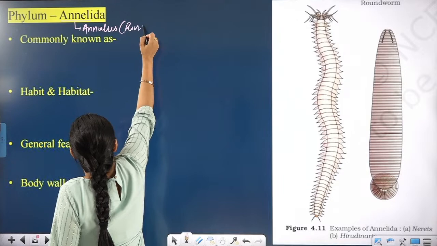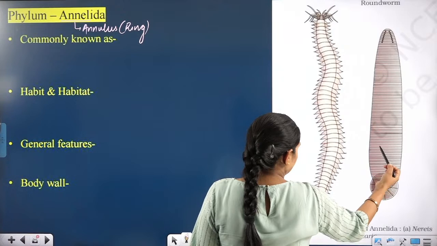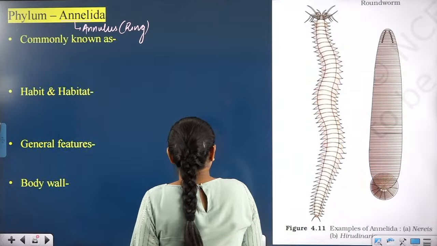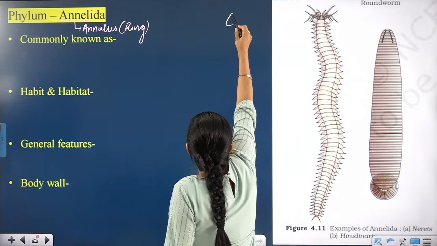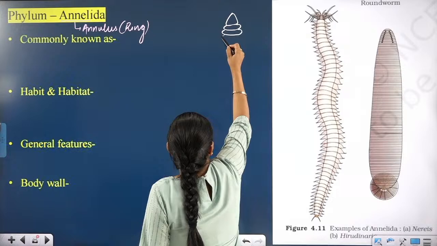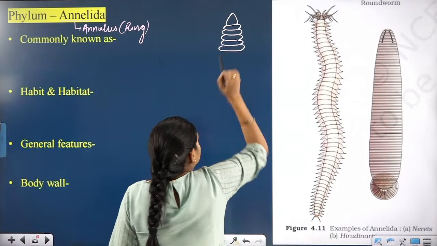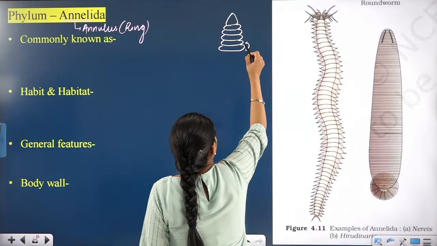So, if you will see here, this is Nereis. This is Hirudinaria, leech, and if you will see earthworm, earthworm also belongs to this phylum only. Earthworm looks like this. There are these kind of rings you will see in their body. So that is why, because of the presence of rings, annulus, ring, this is a ring, this is a ring, right? This is annulus.